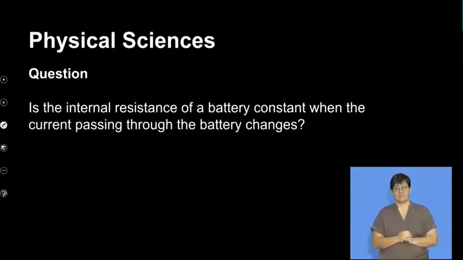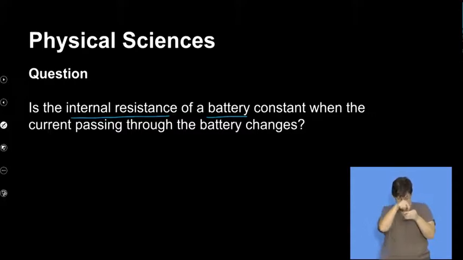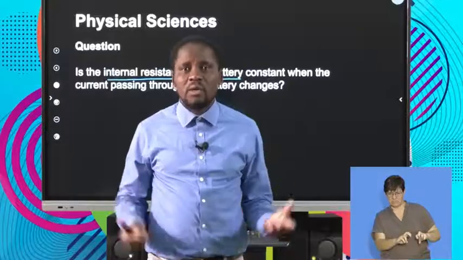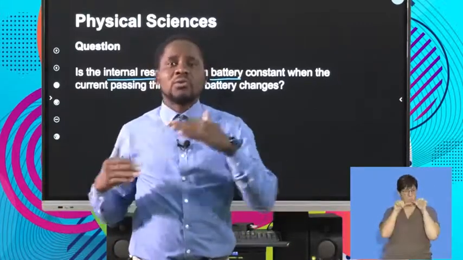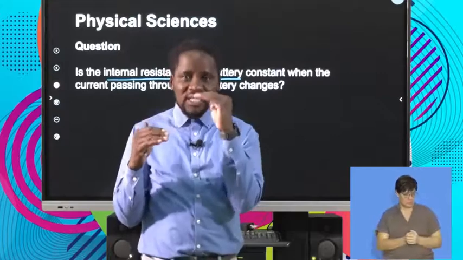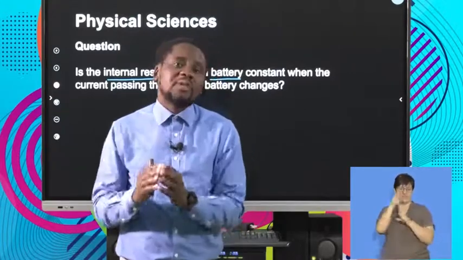Right. The big question we want to focus our attention on now is: is the internal resistance of a battery constant when the current passing through the battery changes? Internal resistance is always the resistance inside the battery. This is an investigative question. We are asking ourselves that if we change the amount of current that passes through the resistor inside the battery, is the resistance of the battery going to remain constant?